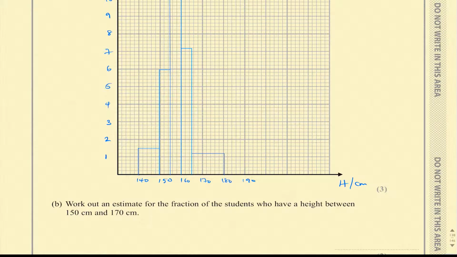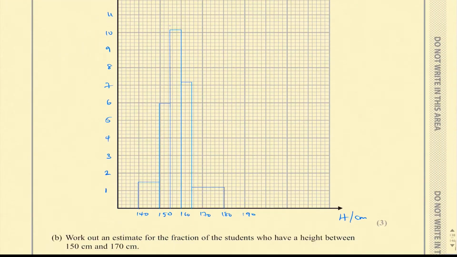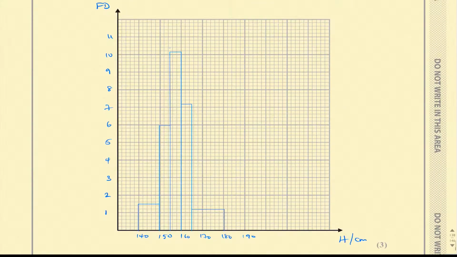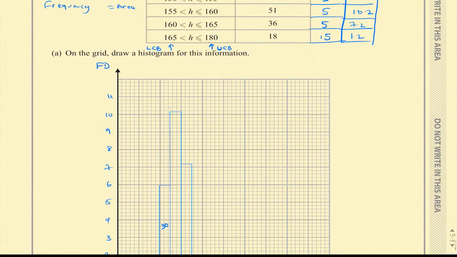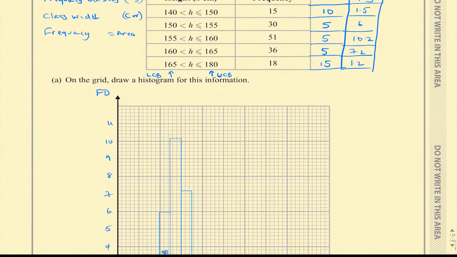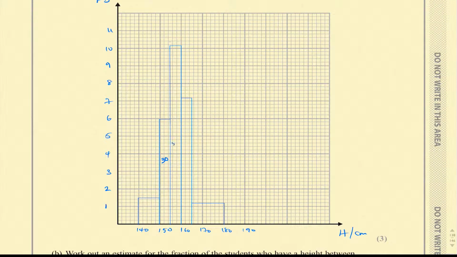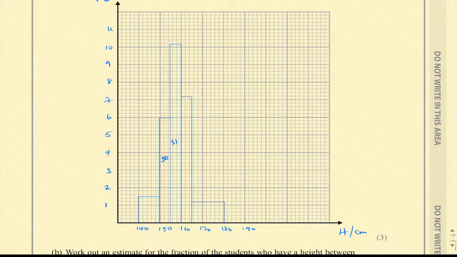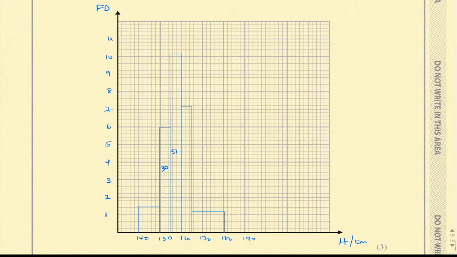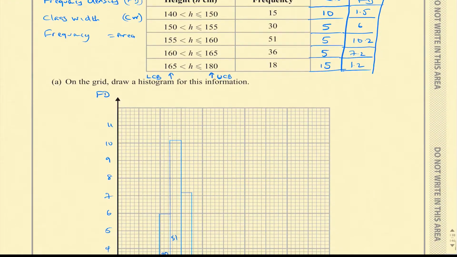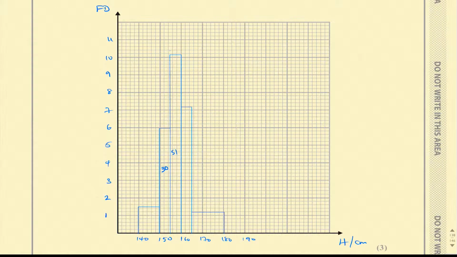So first of all, 150 to 160, we know those. So we just add those frequencies. 150 to 155, the frequency is 30. And the frequency for 155 to 160 is 51. 160 to 165 is 36. So that would be 36 students.